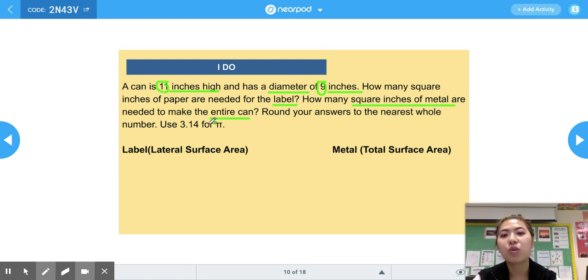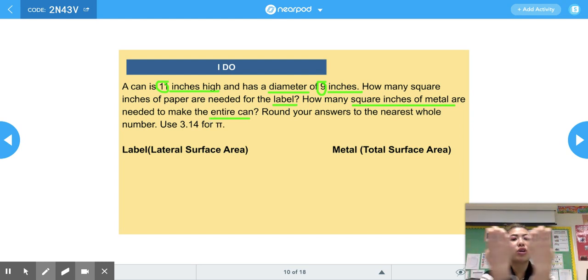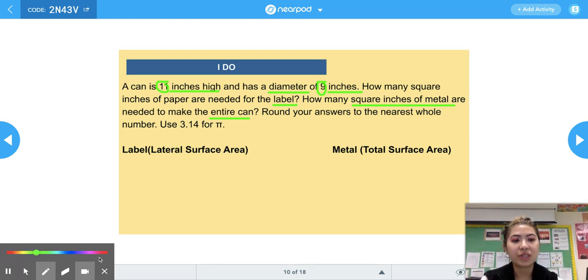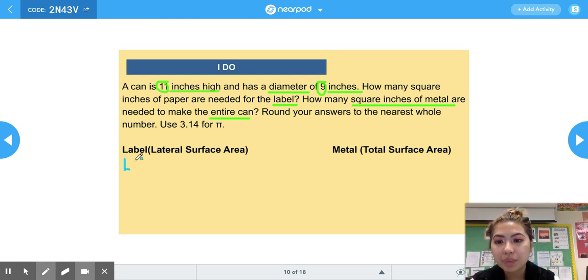Use 3.14 for pi. So if we think about it, the label only goes around the rectangular part of the cylinder. And so that makes the label the lateral surface area versus the metal is going to be the total surface area because the metal includes the 2 circles or the 2 bases. So we're going to start with the lateral surface area since the total surface area uses our lateral surface area. And so our LSA is equal to 2 pi r times height.